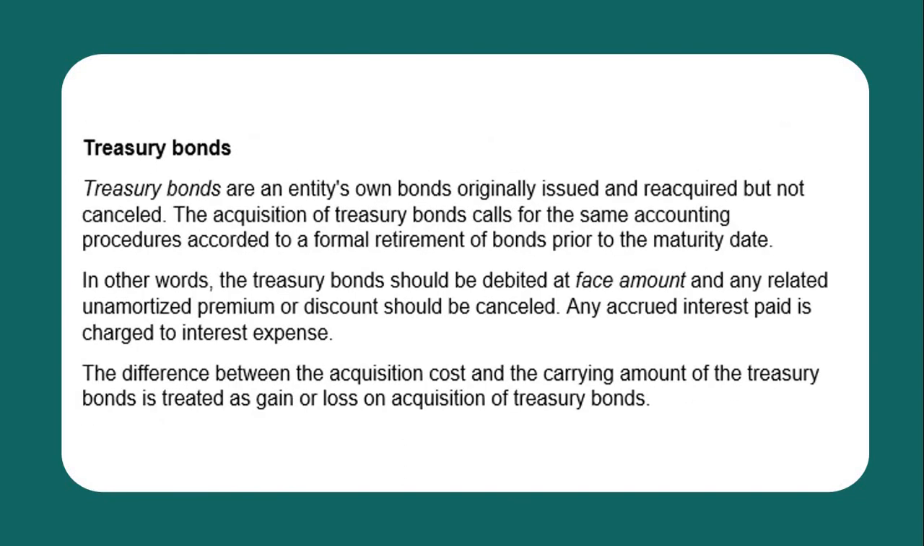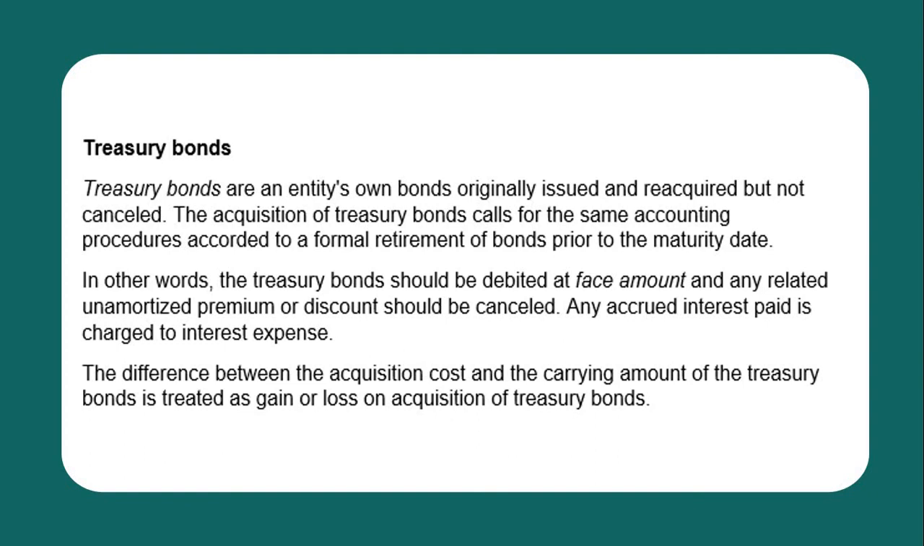Okay. So, next is Treasury Bonds. So, Treasury Bonds are the entity's own bonds originally issued and reacquired but not canceled. The same nature with the Treasury shares. Treasury shares are issued shares but are subsequently reacquired by the issuing entity, but these shares are not canceled. Okay? The acquisition of Treasury bonds calls for the same accounting procedures accorded to a formal retirement of bonds prior to the maturity date.